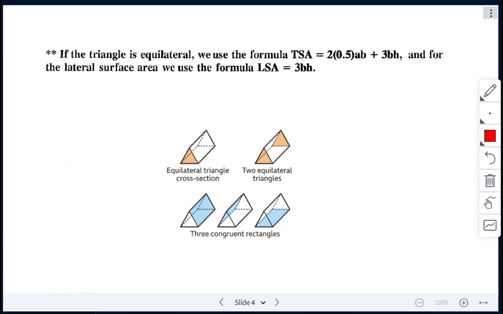So next is if the triangle is equilateral. Equilateral means all three sides of the triangle are the same. Then you would use this formula. So 2 times 0.5 AB, that's the same as before, but the next is just 3 times base times height, because all three rectangles will have the same dimensions. And if it was lateral surface area, it would just be 3BH. All right, so in this diagram, we can see the two equilateral triangles, and then we can see the three rectangles, 1, 2, and 3. They would be three congruent rectangles.